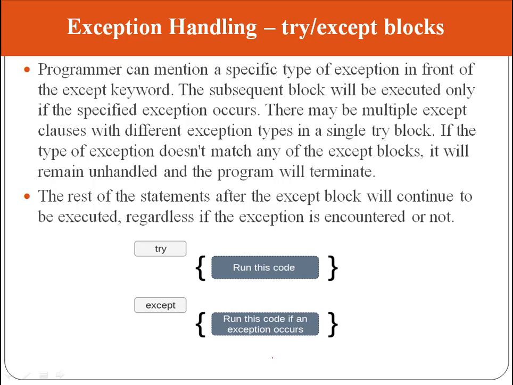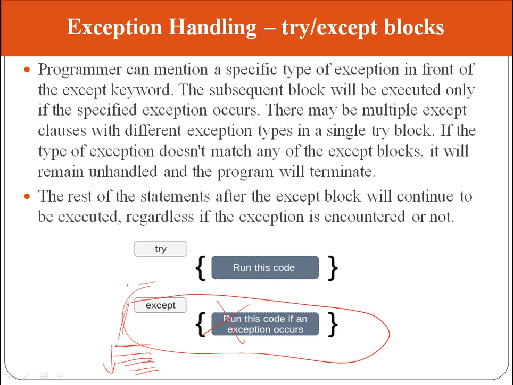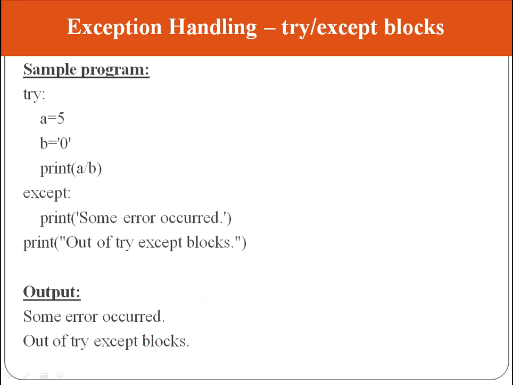The rest of the statements after the except block will continue to execute. Once this except block has been executed, whatever has been written after that will continue with its execution. Even if no exception occurs, this whole block will be skipped and it will keep on continuing with the next lines of code.